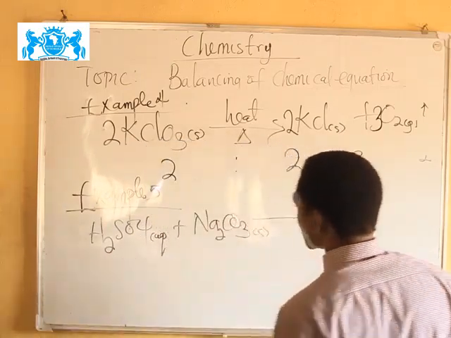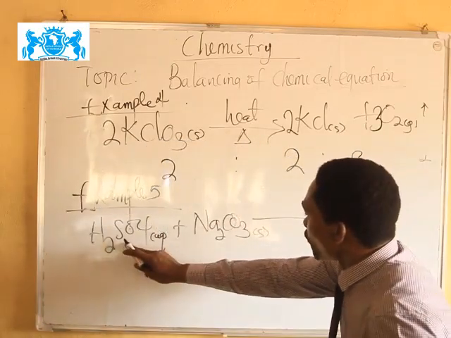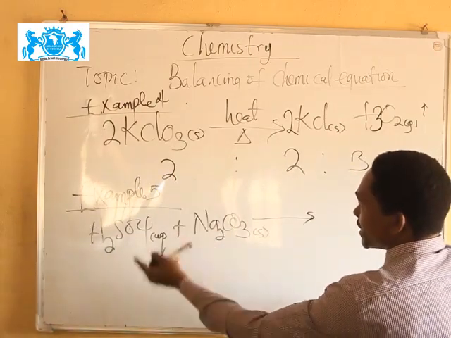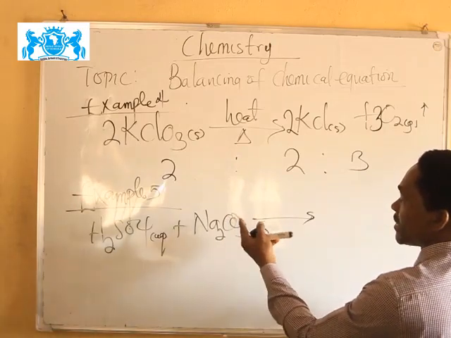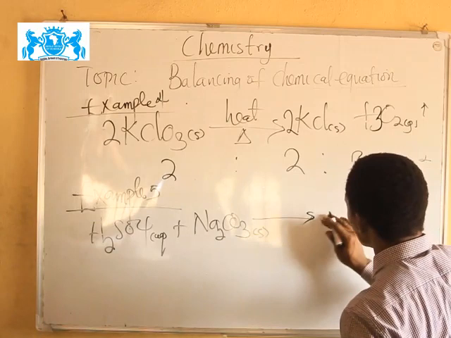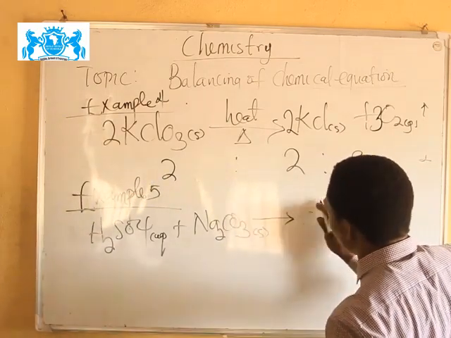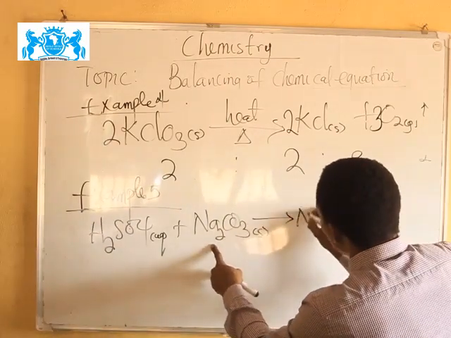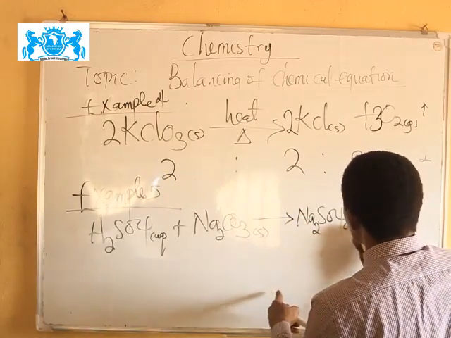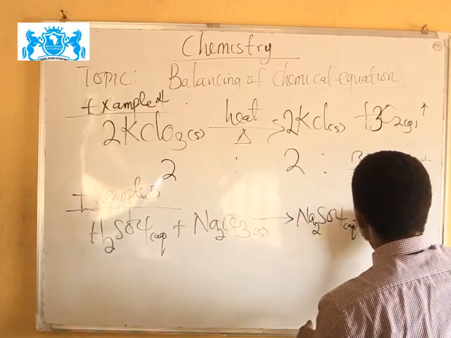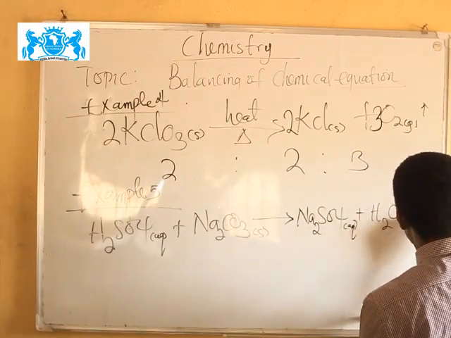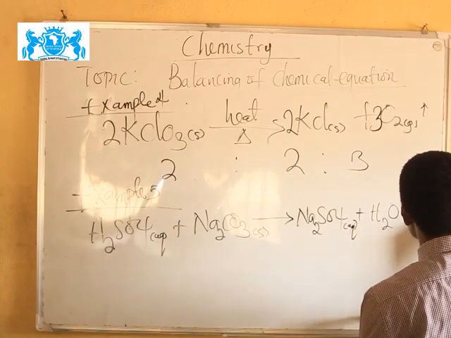So in this reaction, H2SO4, it is an exchange of radicals. This is a reaction between an acid and sodium carbonate. It will always liberate carbon IV oxide alongside the formation of salt and water. The salt that will form will be Na2SO4 in aqueous, and then water, which is H2O, and then carbon IV oxide, which is CO2.